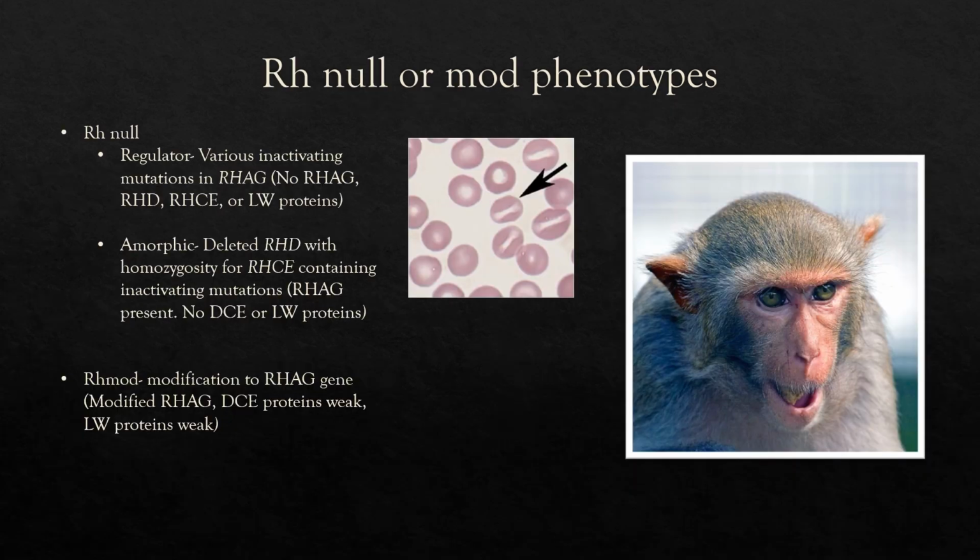The Rh-null phenotype produces hemolytic anemia. You'll see stomatocytes in these patients, and you'll see compensated anemia. There are a couple of different reasons this phenotype occurs. They call the first the regulator, and the second an amorph. In the regulator, the RHAG gene is mutated or deleted, and in the amorph, the RHD is deleted and the RHAG expression is reduced. There's also the Rh mod, in which the Rh protein and the RHAG proteins are both reduced.